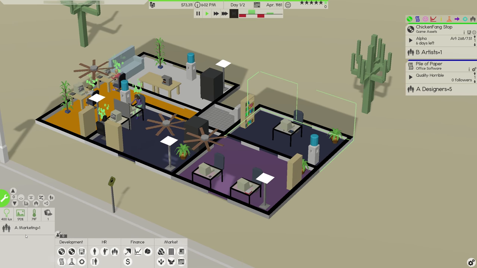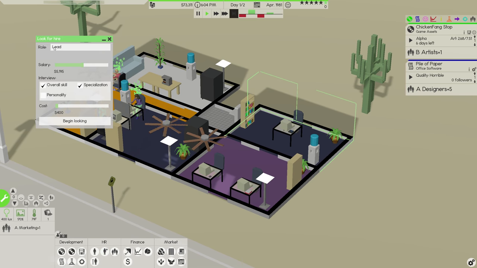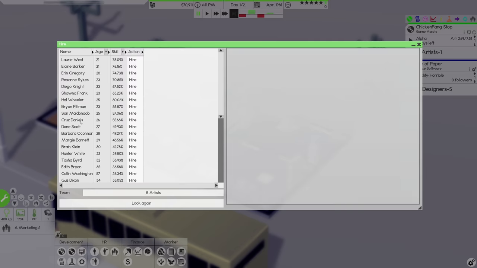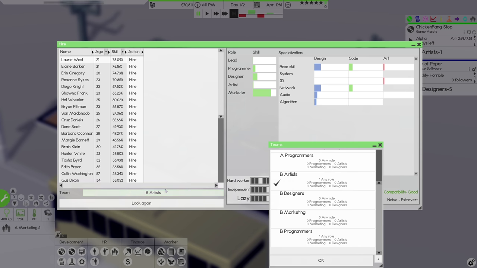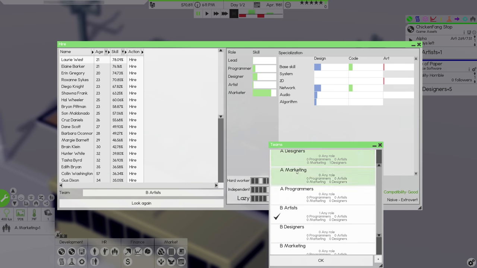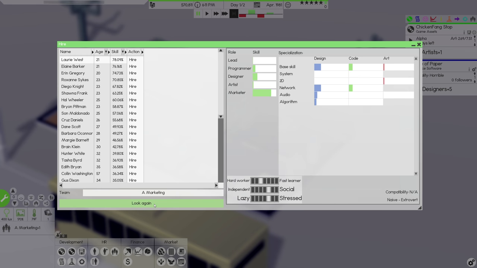Of course, we can't have marketing without actually having someone hired to do that job. Of course, marketer, we're going to look, definitely, for some well-skilled people. 78%, I like that. Where do I see marketer? Yeah, 78% works for me. It's actually not really bad at design as well. I like that. I mean, might be able to use some of that, but we're not going to let them. So, team A marketing. Excellent.